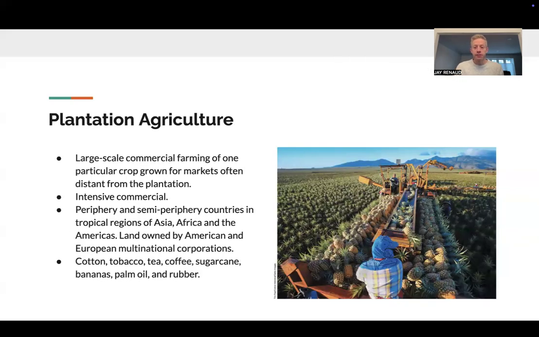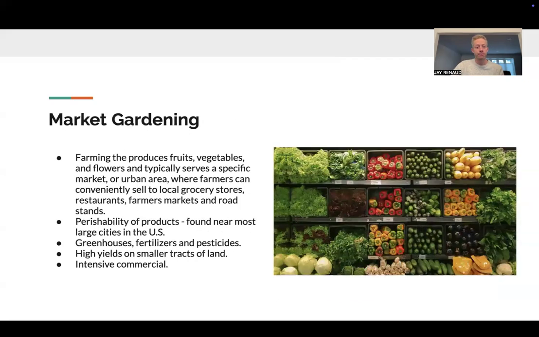One such intensive form of agriculture is plantation agriculture. This is typically going to happen in lesser developed countries, LDCs, or in periphery or semi-periphery countries. If we're thinking about Wallerstein's world systems theory, it's typically going to be owned by American or European multinational corporations, and they're going to grow crops for export. We call those cash crops. Some examples of cash crops would be cotton, tobacco, tea, coffee, sugar, bananas, palm oil, and rubber.